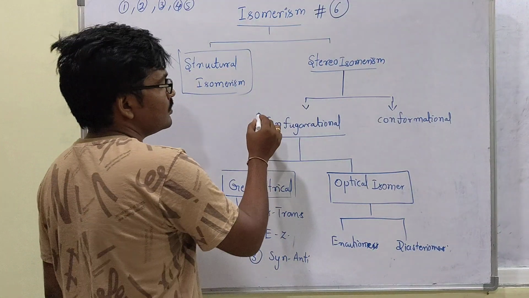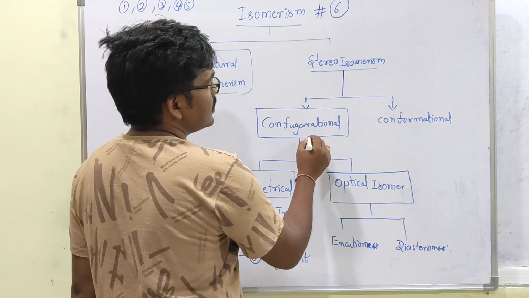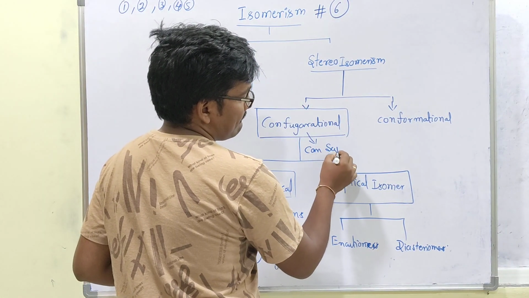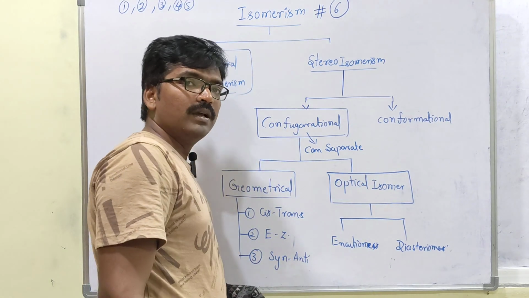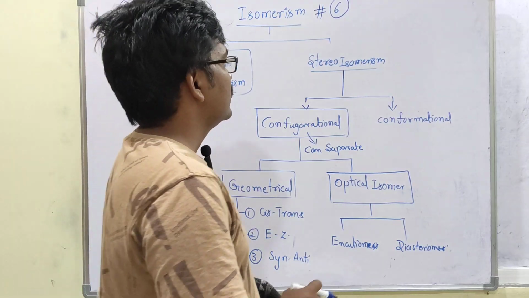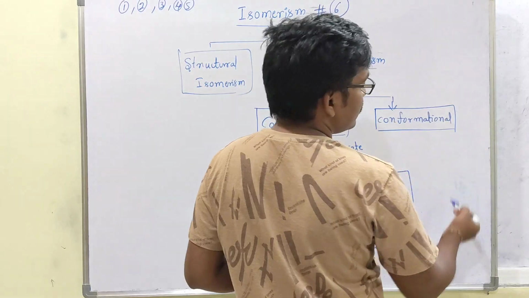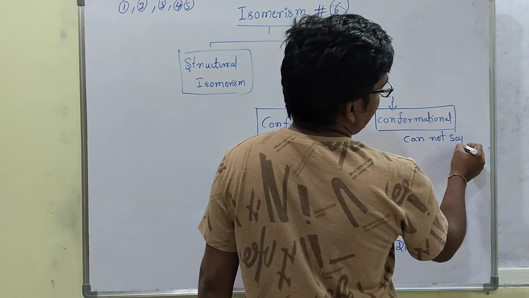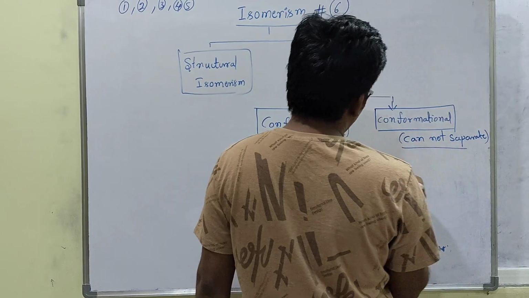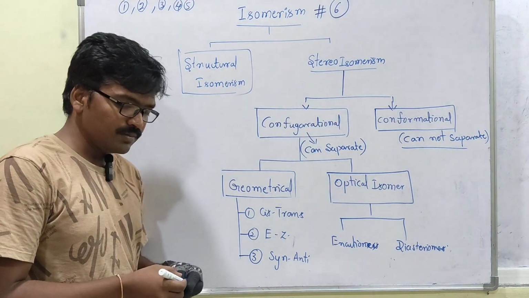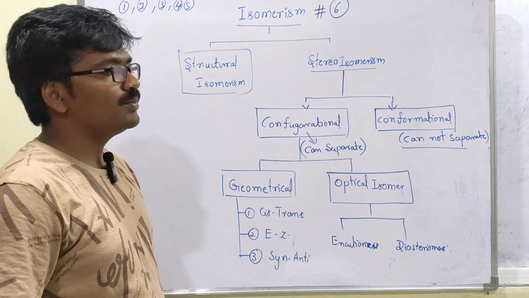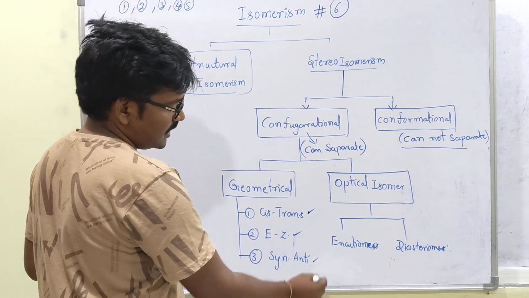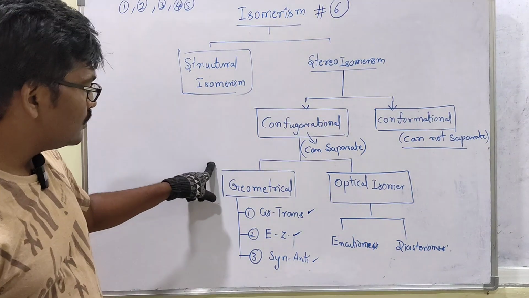Configurational isomers can be separated by using chemical methods, but conformational isomers we cannot separate by using either physical methods or chemical methods. Under the configurational isomers, geometrical and optical isomers are there. Geometrical isomers are again divided into cis-trans isomerism, EZ isomerism and Syn-Anti isomerism. This is what we are going to discuss now, geometrical isomerism.